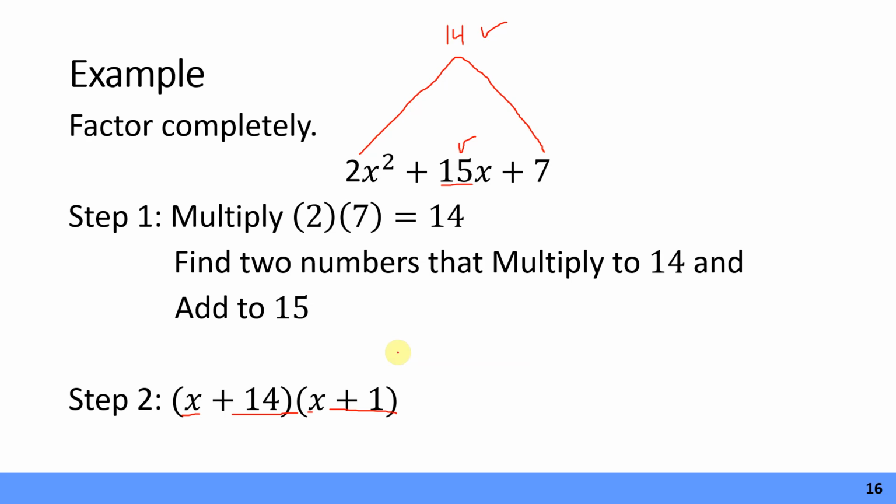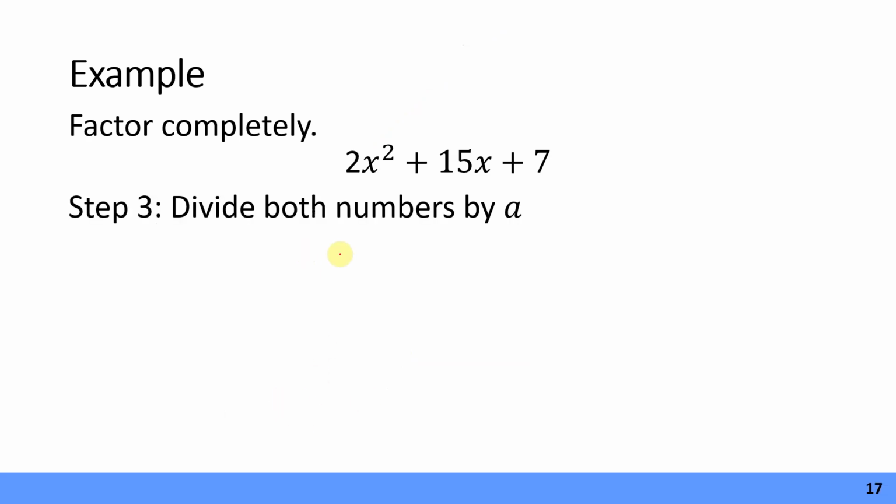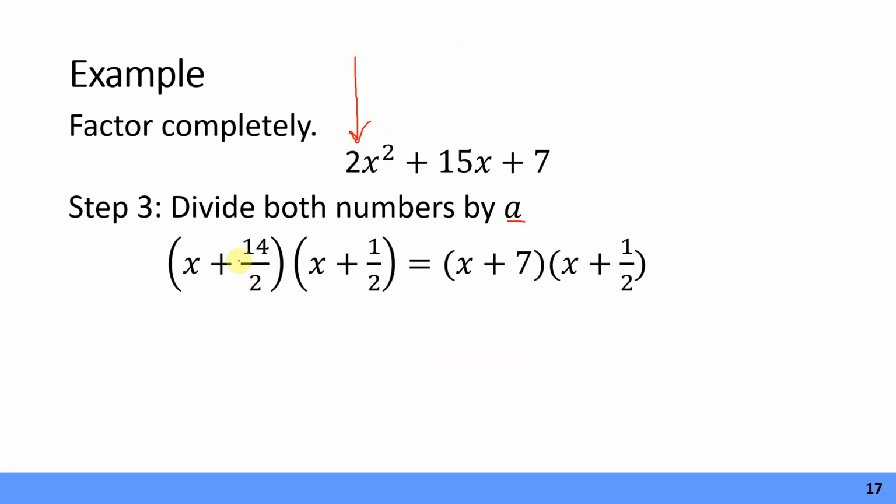All right, step number 3, and this is a very important step that a lot of students forget. You divide both numbers you found by A, and remember, A is your front number. So I come over here, and the two numbers that I found, 14 and 1, I divide by 2, because that's the number in the front. If this had been a 7, I would have divided by 7. If this had been 123, I would have divided by 123. Since this one was a 2, I divide by 2, and then you simplify.